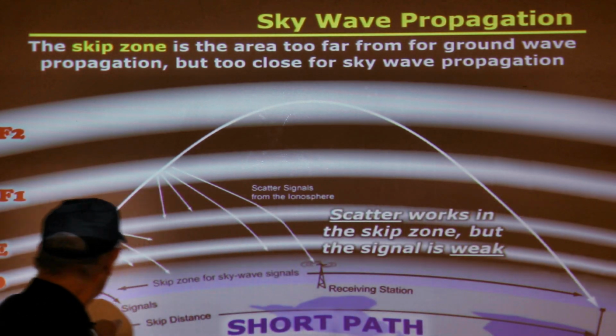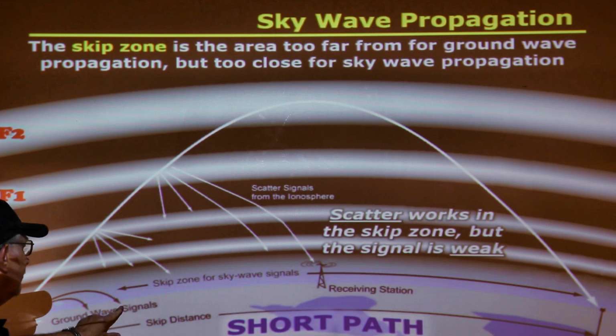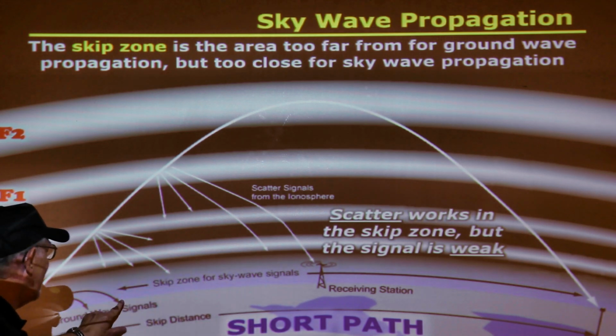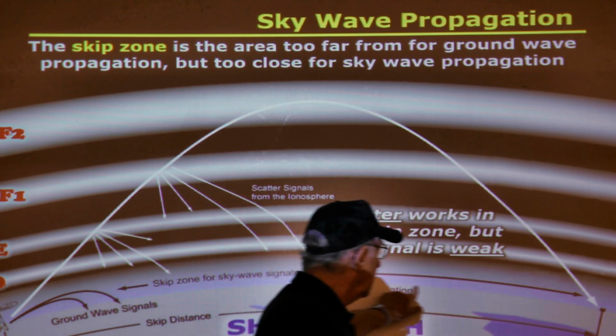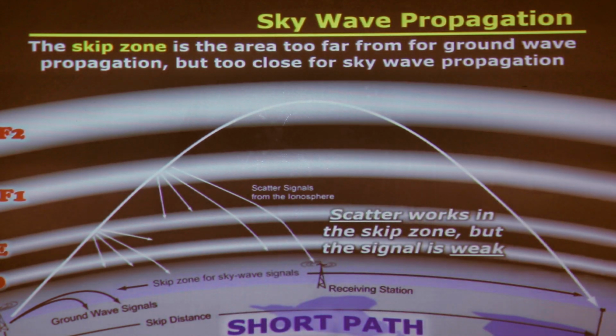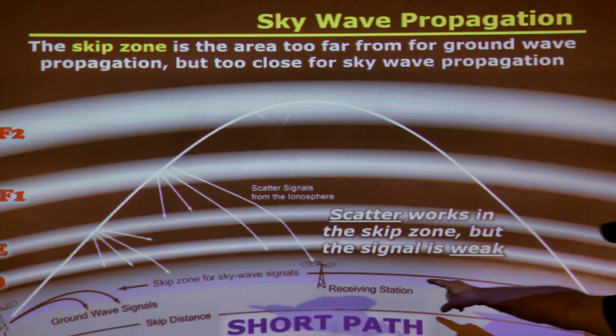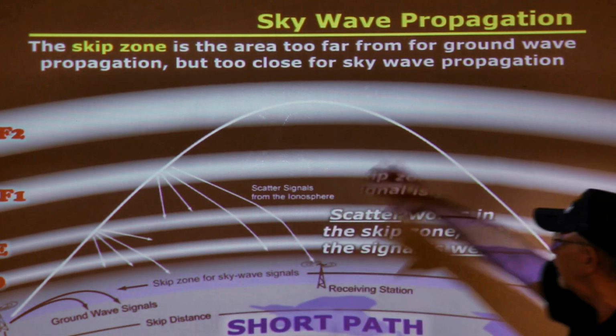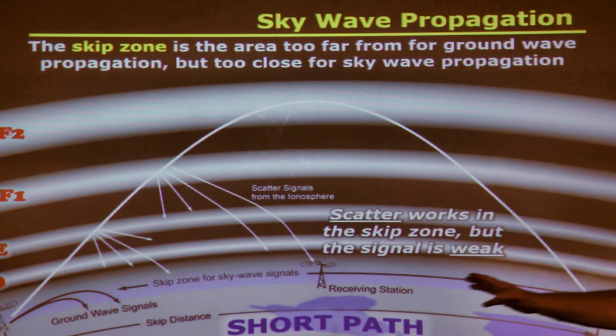What I've got here is covered by ground wave, and covered by skywave. I've got an area in here that I'm not covered by propagation. That's called a skip area. You've skipped over this station here. The radio waves skip completely over that station. It's too far for ground wave, too short for skywave.